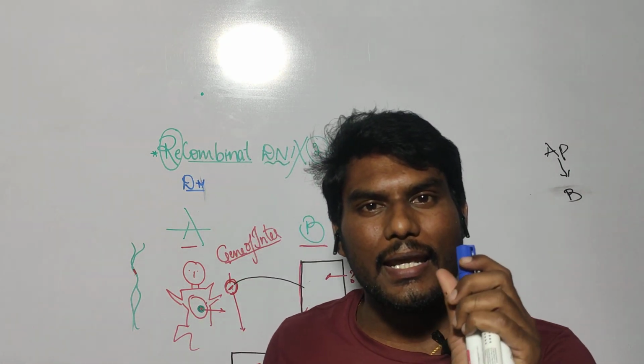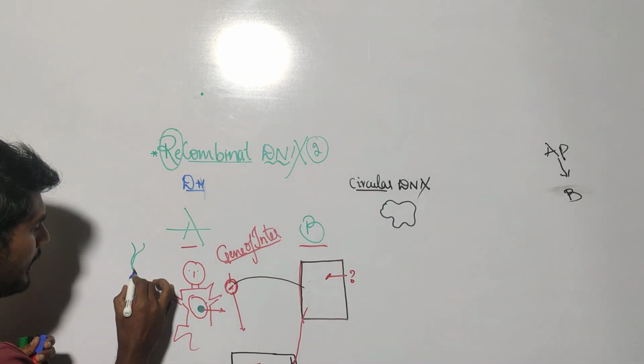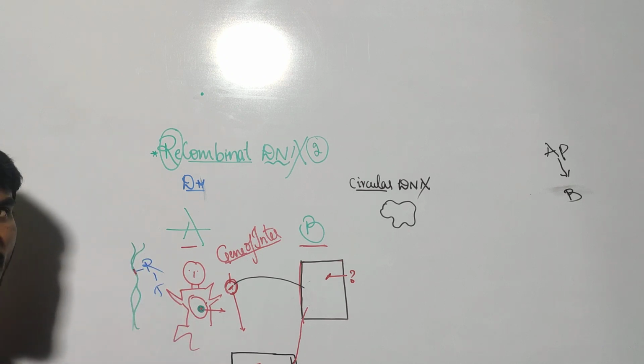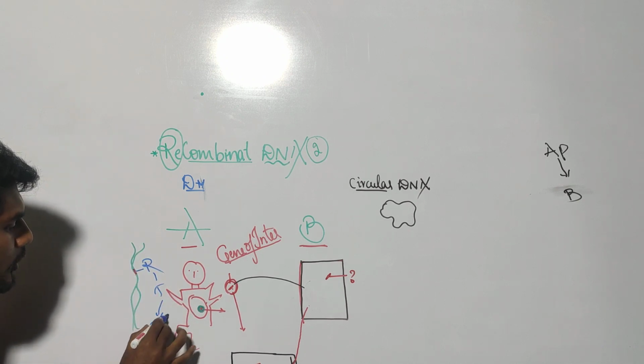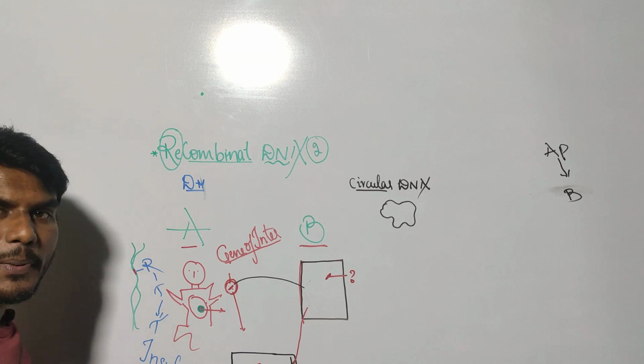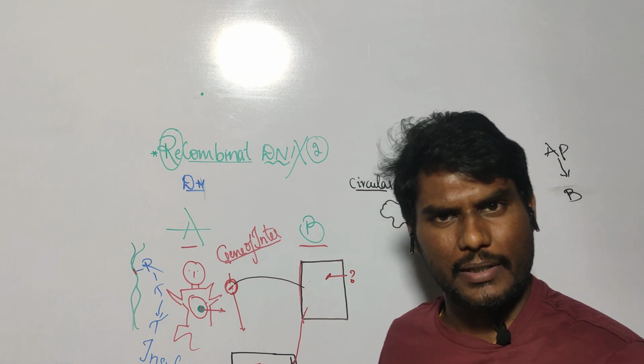So DNA contains a gene. For example, consider this is the gene. This gene will undergo replication. After replication, it will undergo transcription. After transcription, it undergoes translation and finally synthesizes the protein in our body. What is that protein? Insulin. Because of the presence of insulin in this person's body, he is not suffering from diabetes.